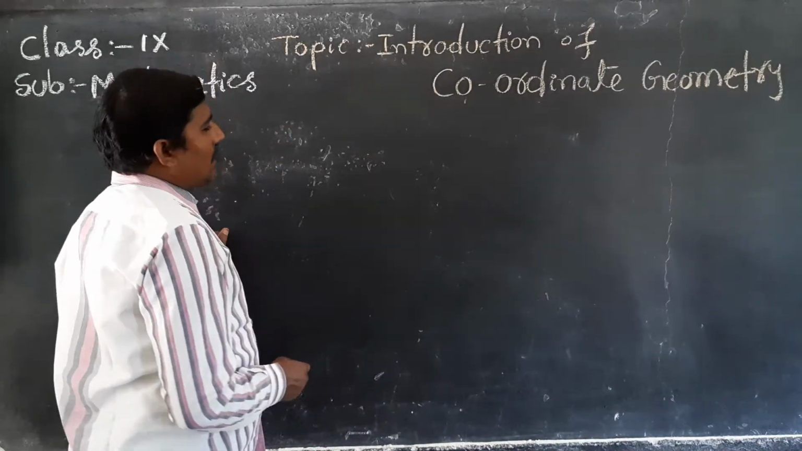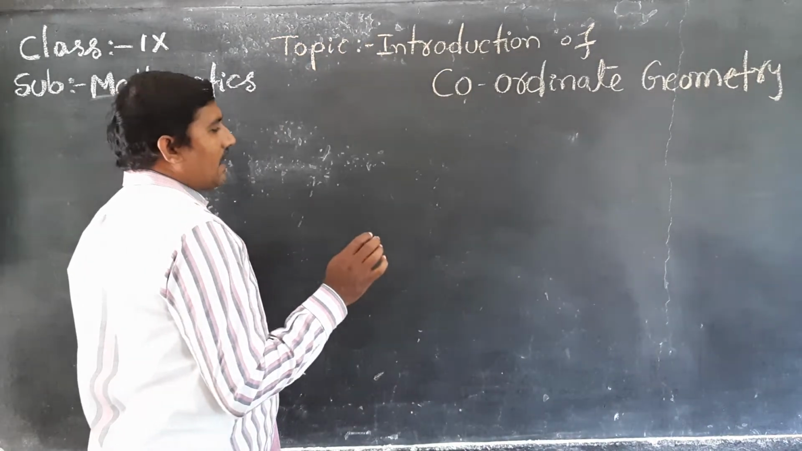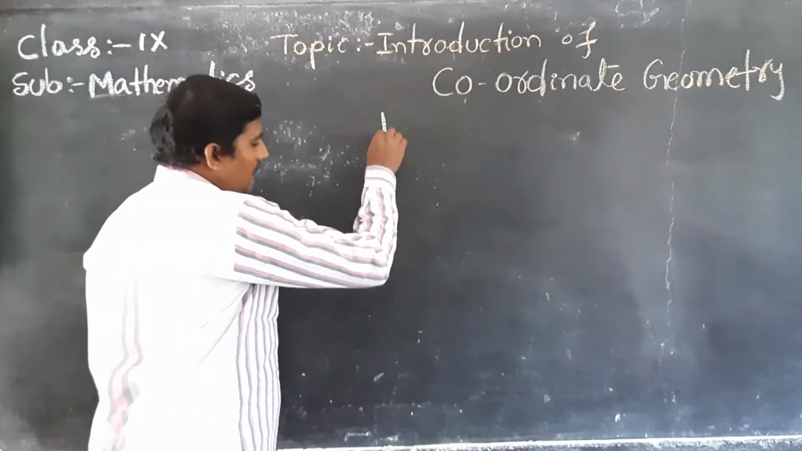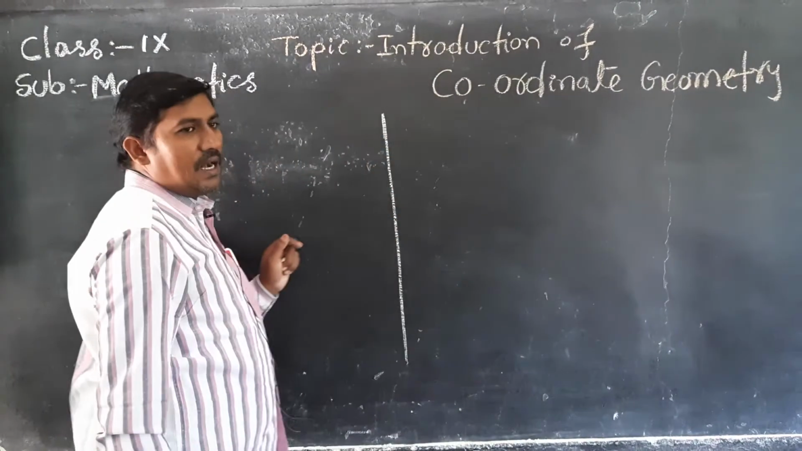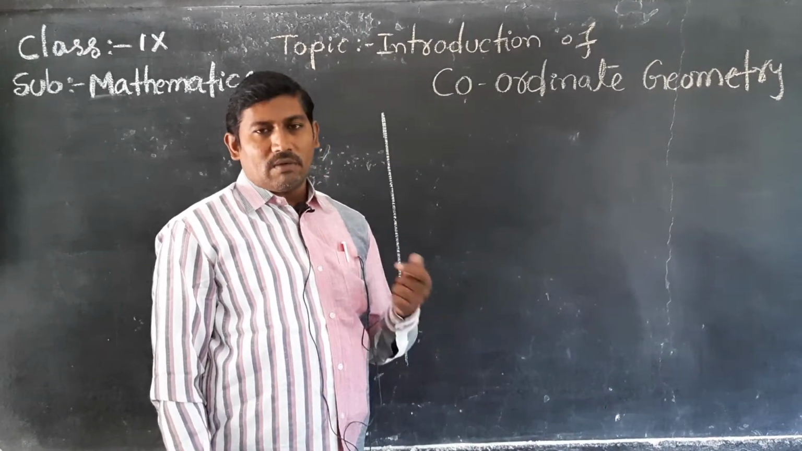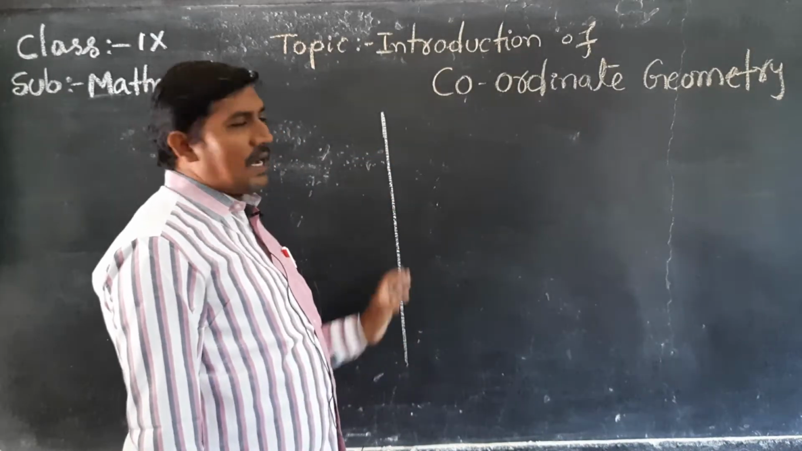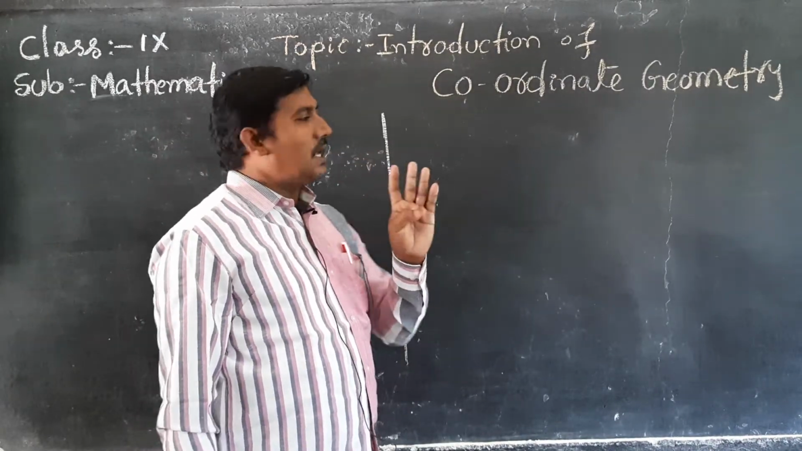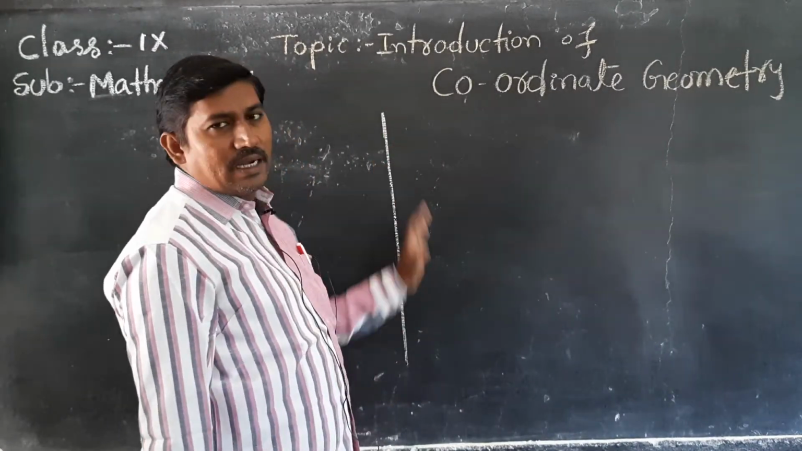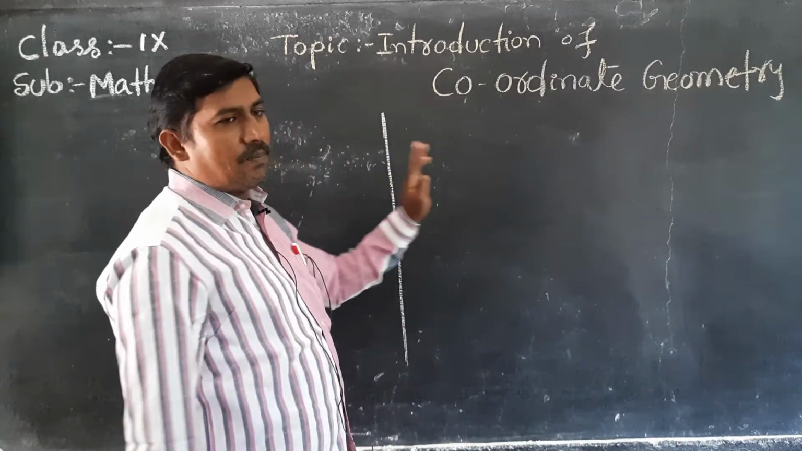In this coordinate geometry, we are dividing the total plane into parts. This is a vertical line. Vertical line means at the time we are standing, we are vertical to the earth. This vertical line divides the plane into two parts, the left part and the right part.